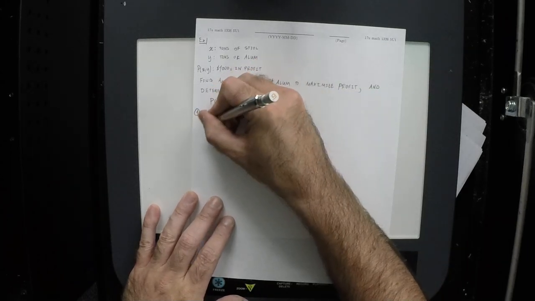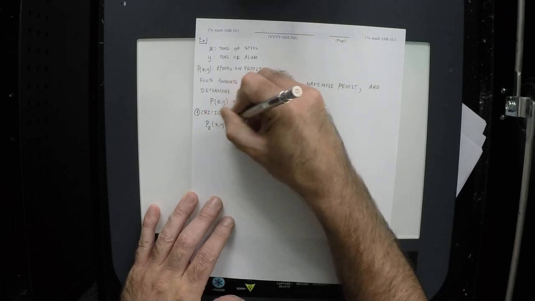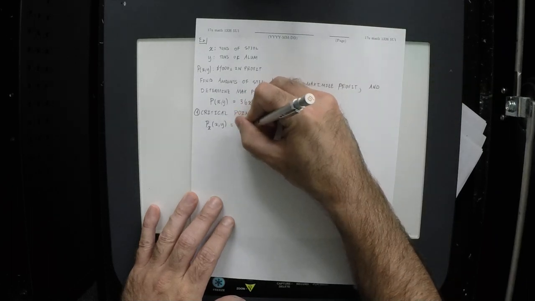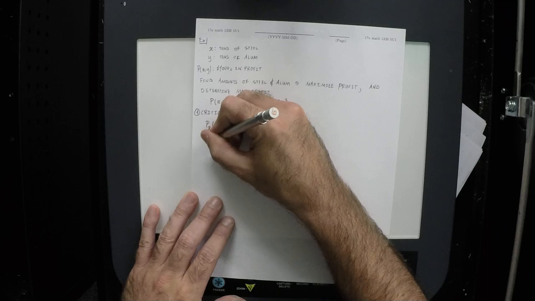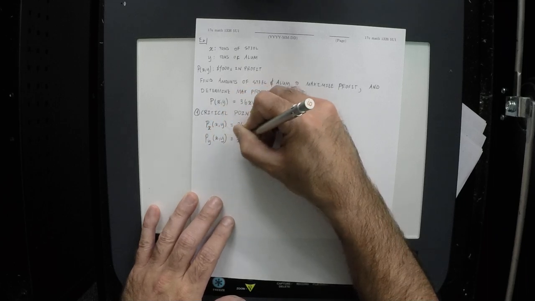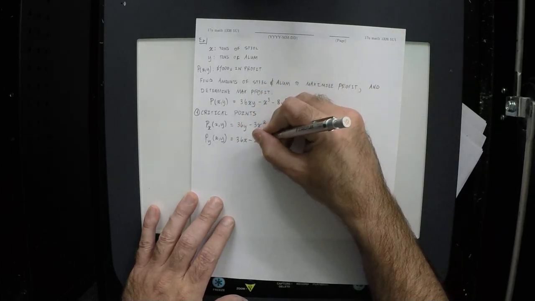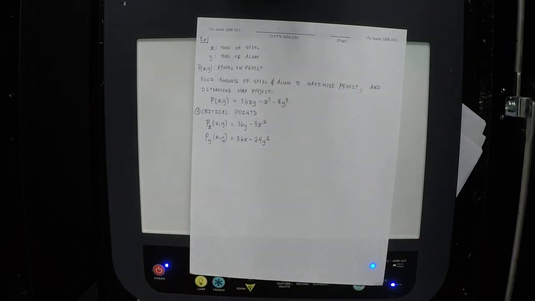So, fine. We're going to need the partials. So the x partial is 36y minus 3x^2. And the y partial is 36x minus 24y^2. Okay, now, remember there's two kinds of critical points. What are they? Alternatively, there's two kinds of reasons that a point could be reckoned critical. They both have to do with tangency. No tangent or a horizontal tangent.